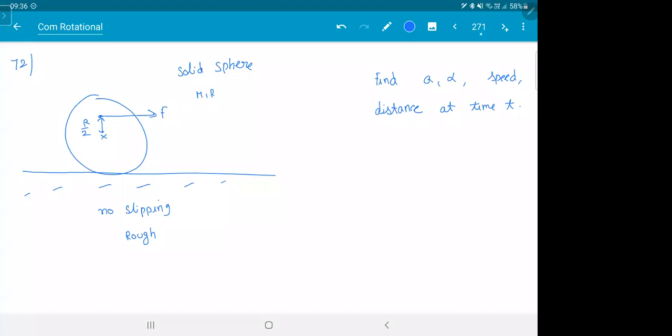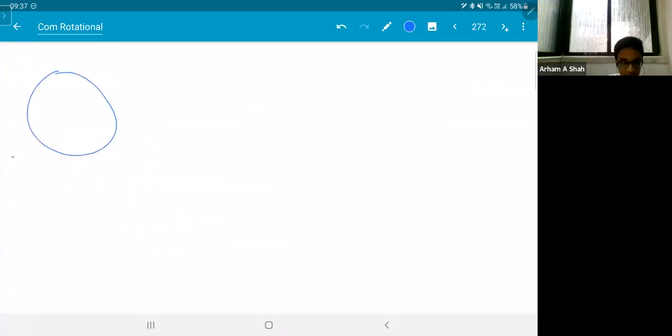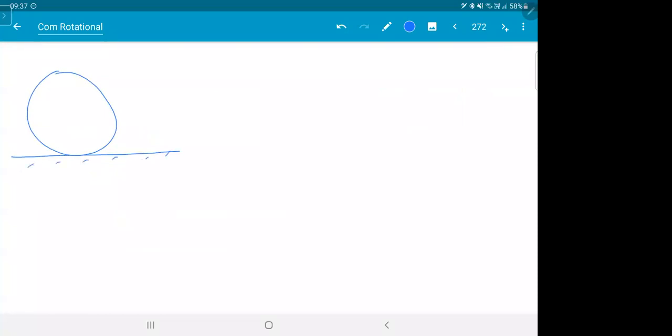Others, keep your cams on. Sir, 15F by 14m. Right, so what are the forces? Friction, N, mg, F. This was R by 2. You have to take the torque about the bottommost point.